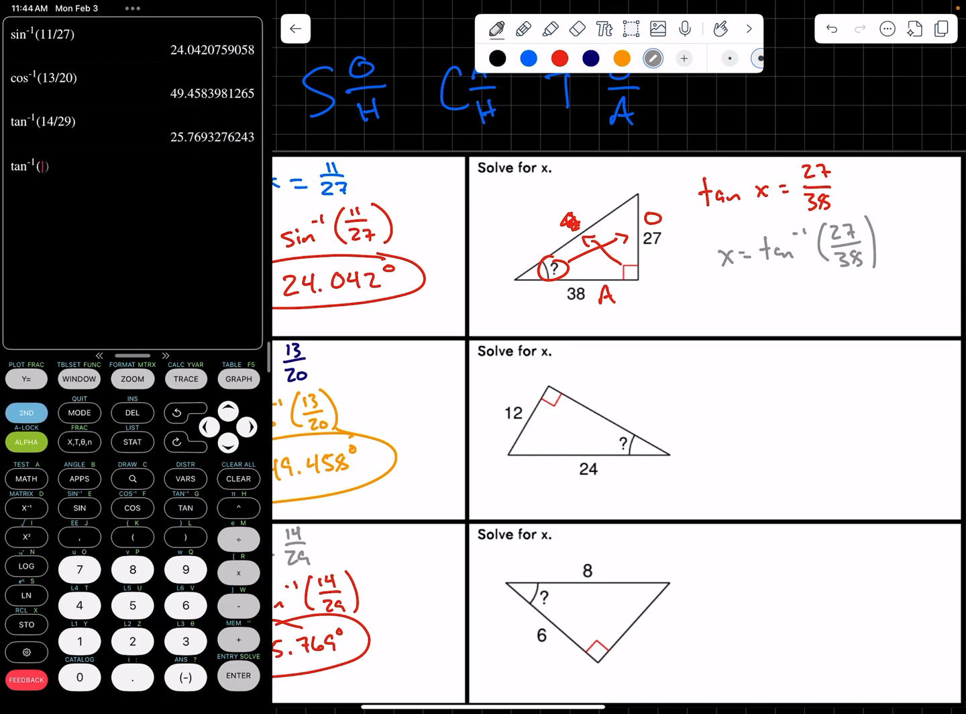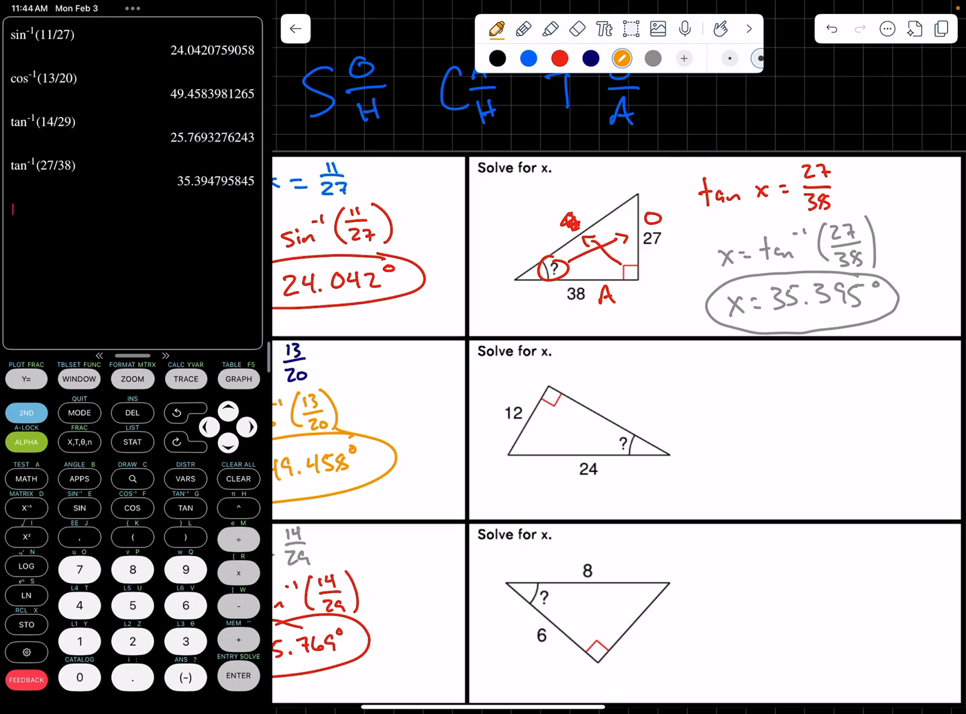Second tangent, 27 divided by 38. That's going to be 35.395, because that 7 is going to round that 4 up.